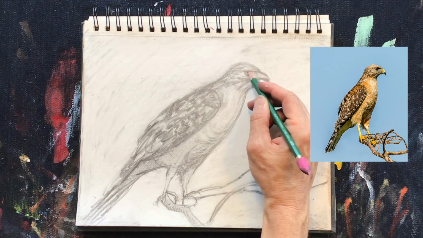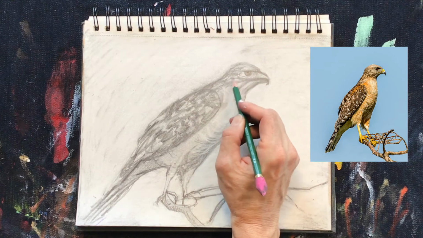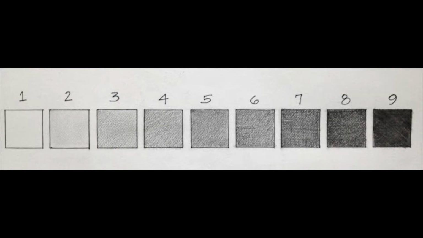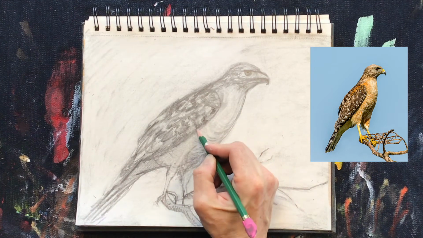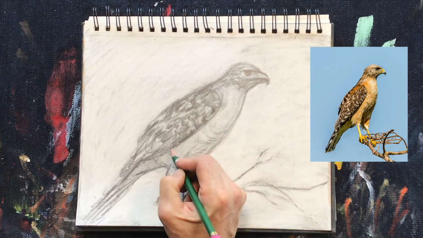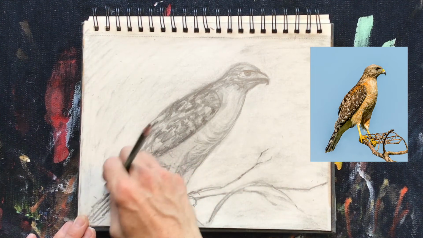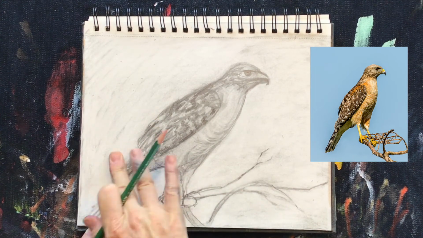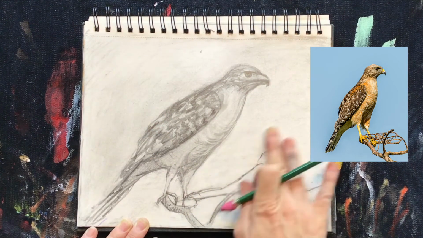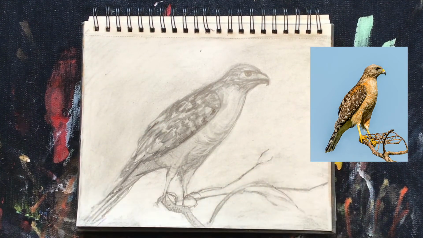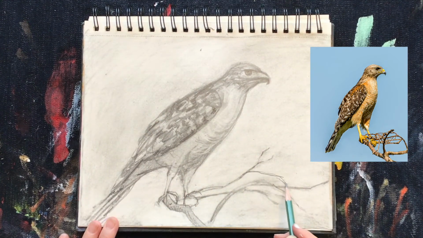Every part will have a little bit of value to it. Think of that grayscale at the beginning of the lesson that was from 1 to 9, 1 being white and 9 being black. We want to have a variety of values. Come back in and find where you can get darker, where you can get more detailed, and where your strongest highlights will be. On this picture, the strongest highlight will definitely be on the bird's chest.